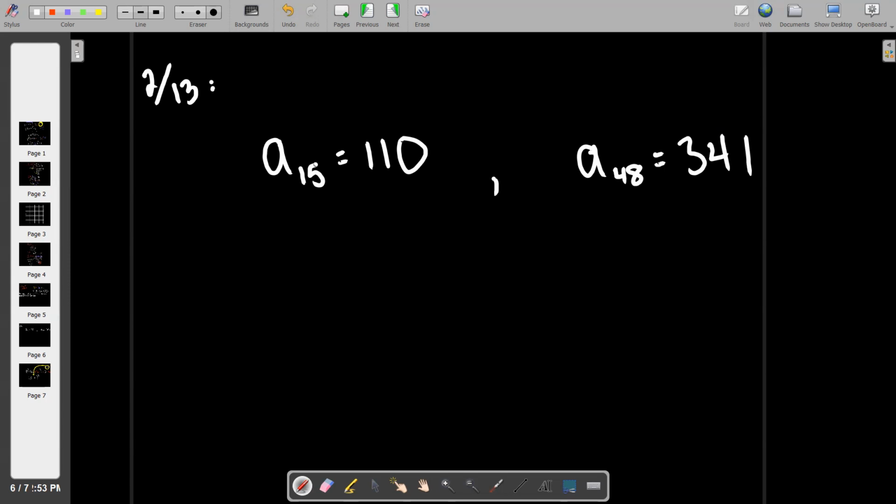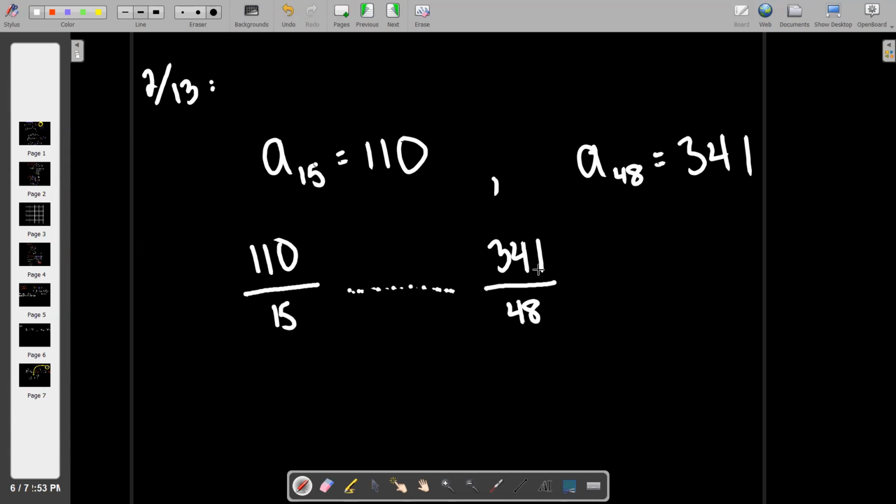If Aiden is standing on the 15th platform and he has the number 110, and then way on down the line, Micah is standing on the 48th platform, and he's in possession of the number 341. In math, there's this thing called rate of change.